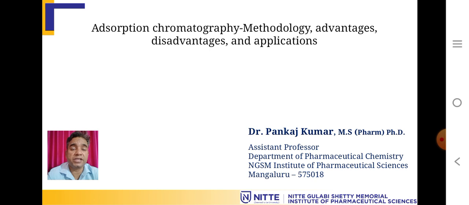So in that context, we are going to learn about the basic concept of separation before we proceed to the chapters. So let us learn about adsorption chromatography: methodology, advantages, disadvantages, and applications. Here I am Pankaj Kumar, Department of Pharmaceutical Chemistry, and I handle pharmaceutical analysis and instrumental methods of analysis, and along with this, process chemistry, which all deal with the separation of a compound. So let us learn about adsorption chromatography.